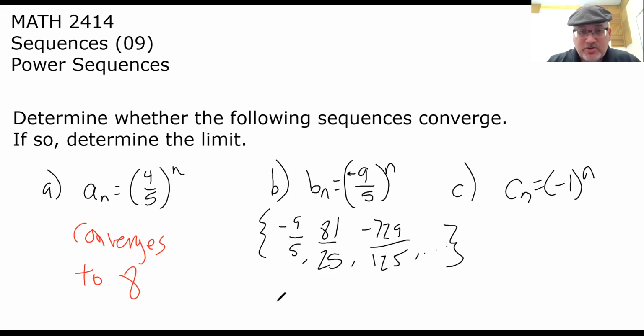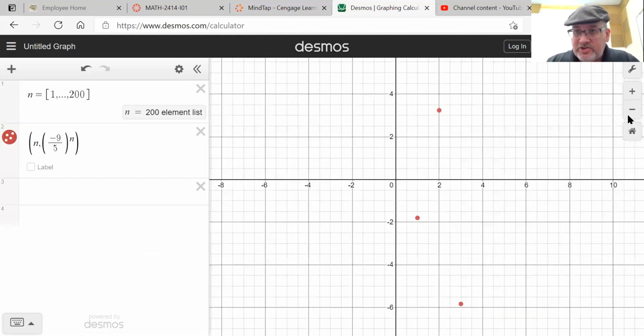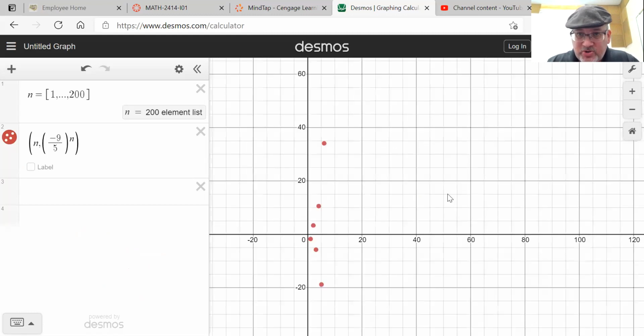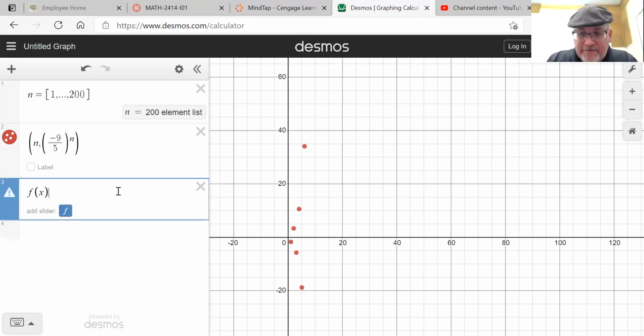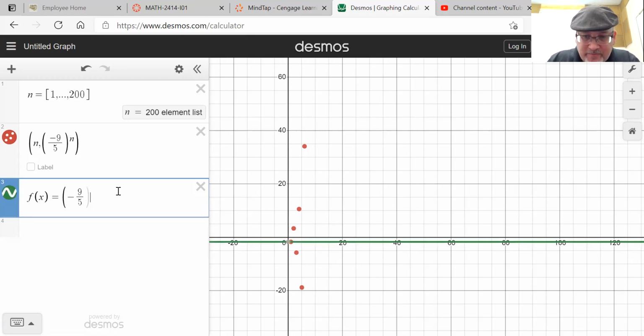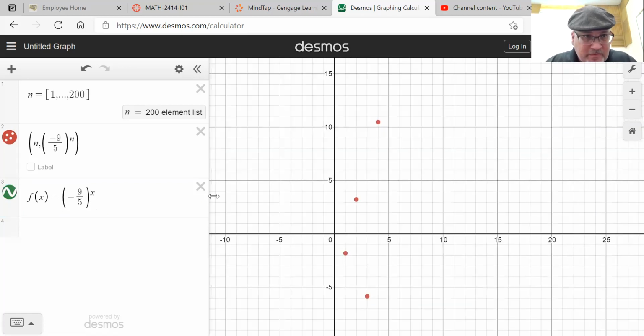If we were to go into Desmos and look at this, by changing the 4/5 to negative 9/5, back to the home screen for a second. It doesn't take long to see that these points are getting larger and larger as they oscillate. Let me see if I can graph x equals negative 9/5 to the x power. It may give me some issues because we're dealing with imaginary numbers. I'm not seeing any graph at all. Are you? If I take off the negative, it's easy.